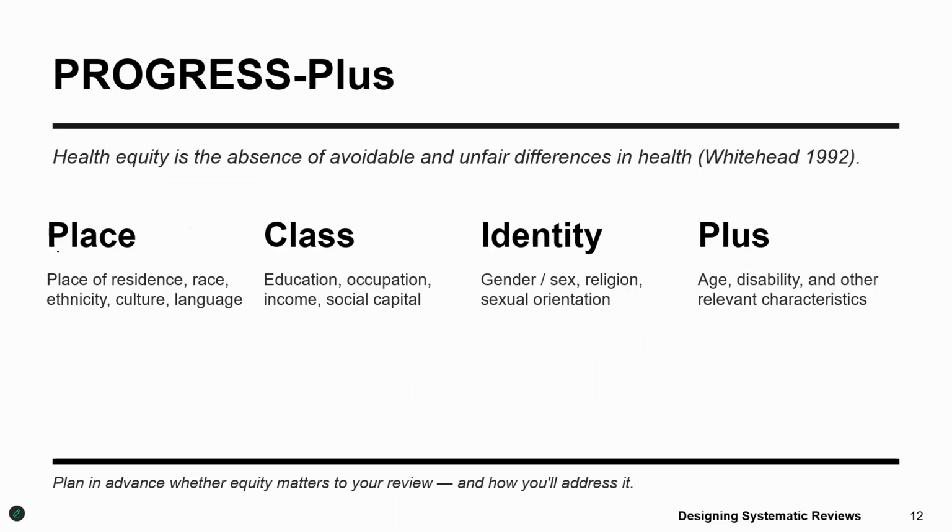PROGRESS-Plus is the framework. Place, where people live, plus race, ethnicity, language, culture. Class, education, occupation, income, social capital. Identity, gender, religion, sexual orientation. Plus age, disability, and any other relevant characteristic. The point isn't to analyze every category in every review. That would be paralyzing. The point is to think systematically about who might be left behind and plan upfront how you'll address it. Take 10 minutes with your team and ask, who's missing?